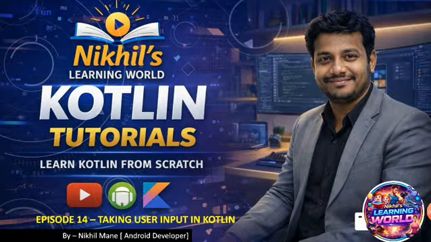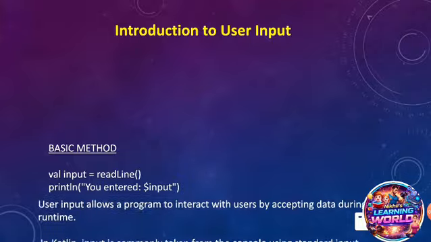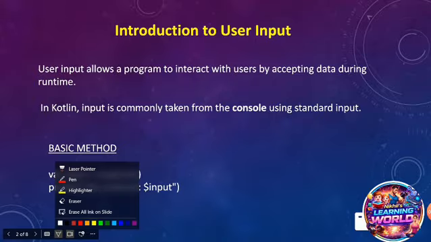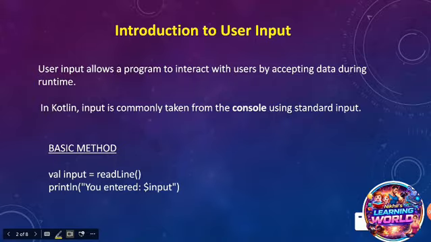Kotlin gives us a simple function, the readLine function. By using this we can read whatever input is entered by the user. For example, val name = readLine, then println hello $name. So whatever input is entered by the user is read into the name variable, and the name variable is printed on the next line. Now your program can take an input from the user.